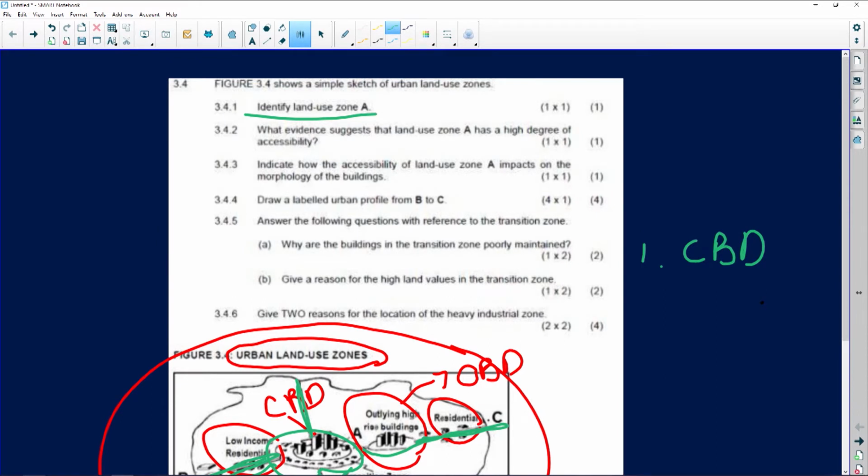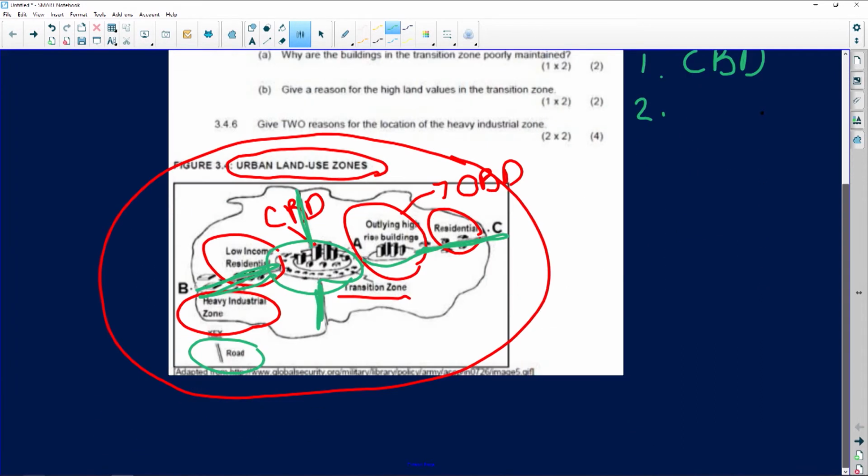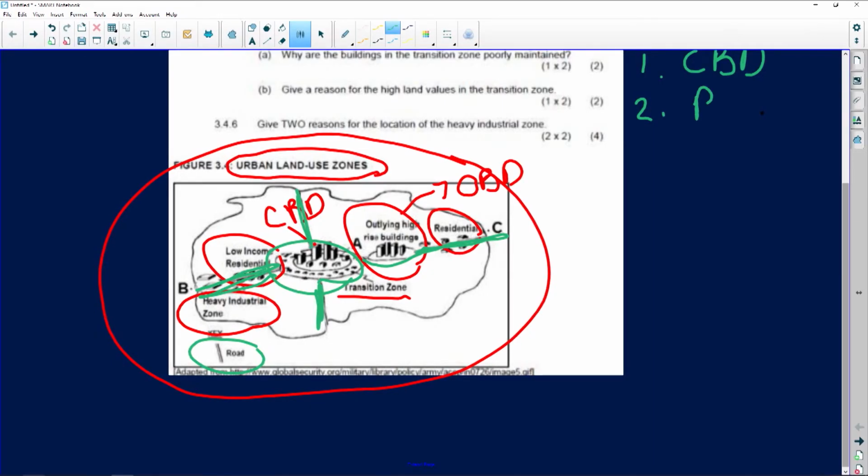3.4.2, what evidence suggests that land use zone has a high degree of accessibility? Once again, we've answered that question just by looking at the key that's been presented on this image. As you can see, accessibility is all major routes leads to the CBD. So that means it's very accessible because major routes lead to the CBD.